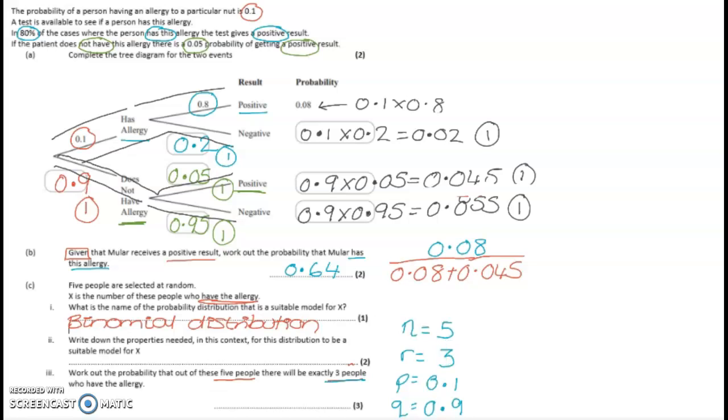I then substitute these values into my formula. 5 choose 3 times 0.1 to the 3 times 0.9 to the 2. That's my binomial formula, nCr times p to the r times q to the n minus r. I put all of that information into my calculator as one sum, and that gives me the probability 0.0081.